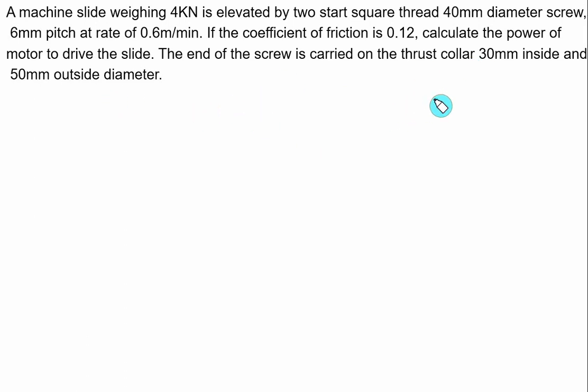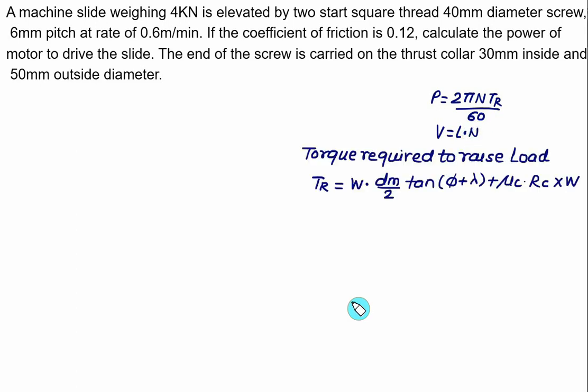We want to calculate here power, so again we have power is equal to 2 pi into rotational speed n multiplied by torque required Tr divided by 60, and we have velocity in mm per minute will be L into n, and the torque required to raise the load is W into dm by 2 into tan of phi plus lambda plus mu c rc into W. One by one value will collect here, and then we'll find out Tr, then we'll find out n, finally we'll calculate power.